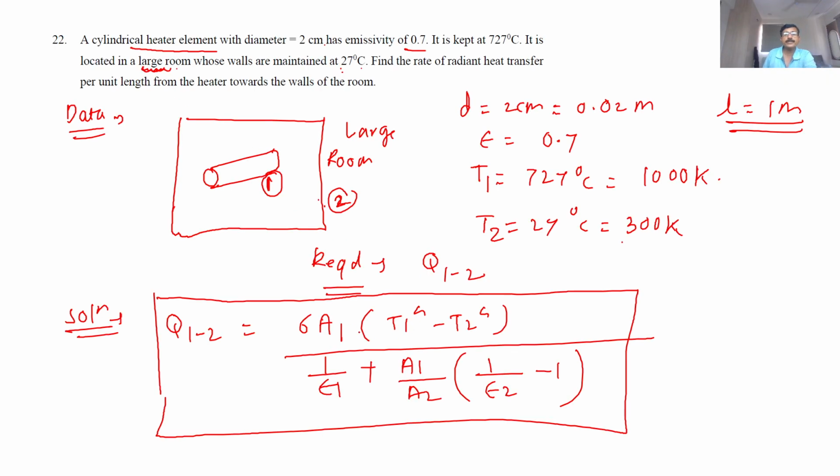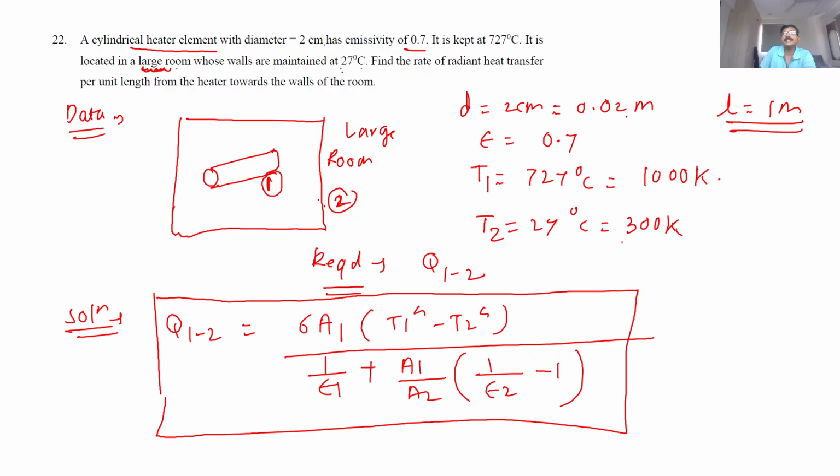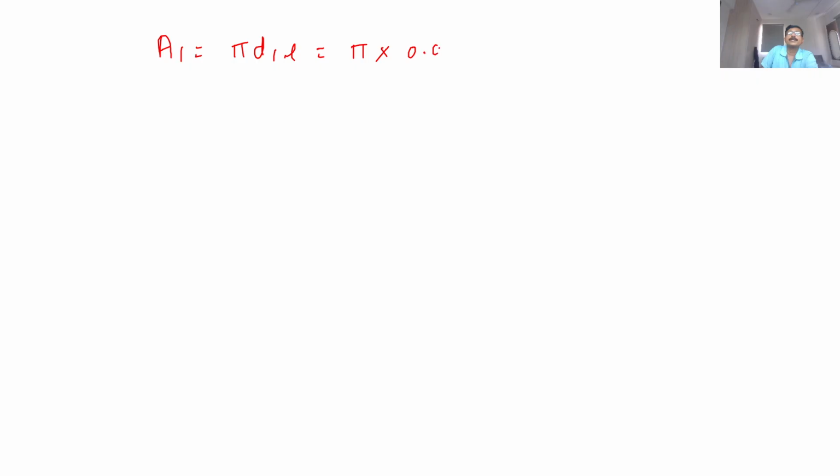Now in this formula everything is known except the area, so it is better to calculate the area first. What is A1? It is the area of the cylindrical heater element, the inside body. So A1 is the surface area of the inside body, pi d1 L. Cylindrical means pi d L, or 2 pi r into L. Here the diameter is given, so I will use pi d L: pi into 0.02 into 1. So A1 comes around 0.0628 meter square.